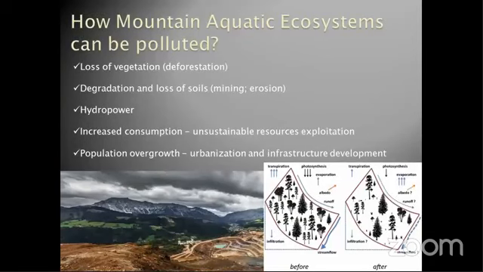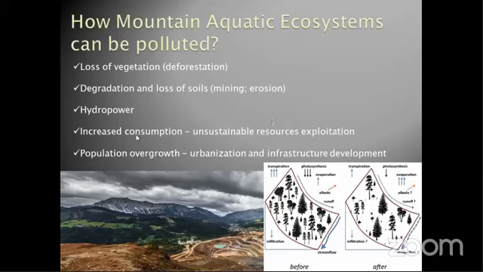My colleague who gave a presentation just before me said a lot, really a lot and great, about different anthropogenic activities which devastate the mountain ecosystem. Of course, it is related with the aquatic part of the mountain ecosystem, let's say like that. But I would like to mention a few of them.